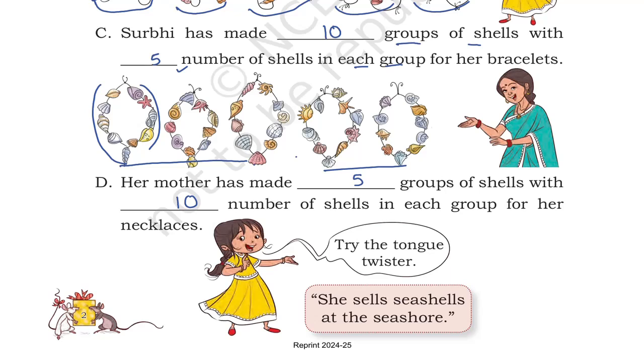Now, what I want you to do is go ahead and try the tongue twister that we have here. She sells seashells at the seashore. Very funny. Let's go.